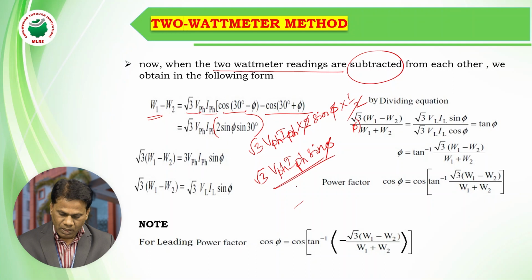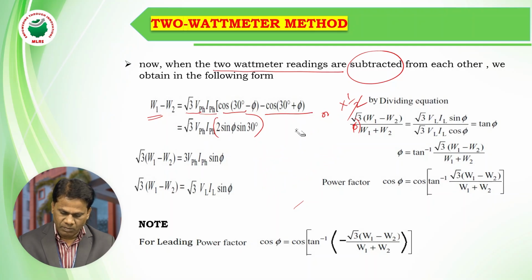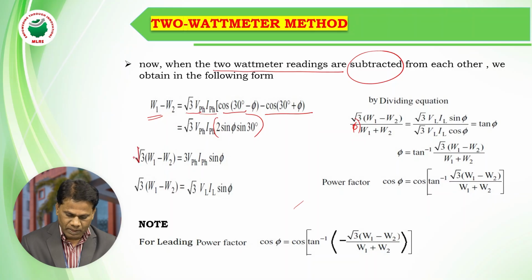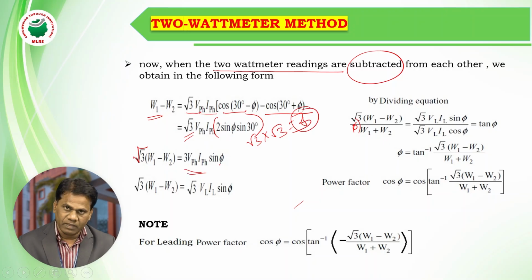So here I am multiplying both sides with root 3. Multiplying this equation by root 3, we get root 3 times W1 minus W2. On the right hand side, root 3 into root 3 gives 3, so 3 times V phase I phase sin phi. So root 3 times W1 minus W2 is equal to 3 times V phase I phase sin phi.